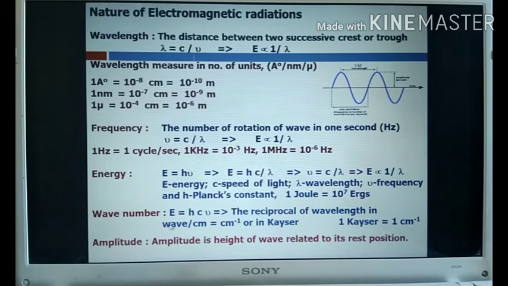Now wave number. Wave number is the reciprocal of wavelength, and it is measured in Kaiser. 1 Kaiser is equal to 1 centimeter inverse. Now what is amplitude?